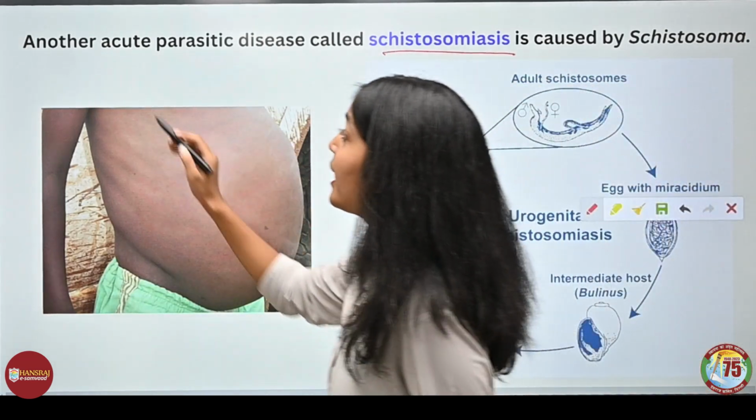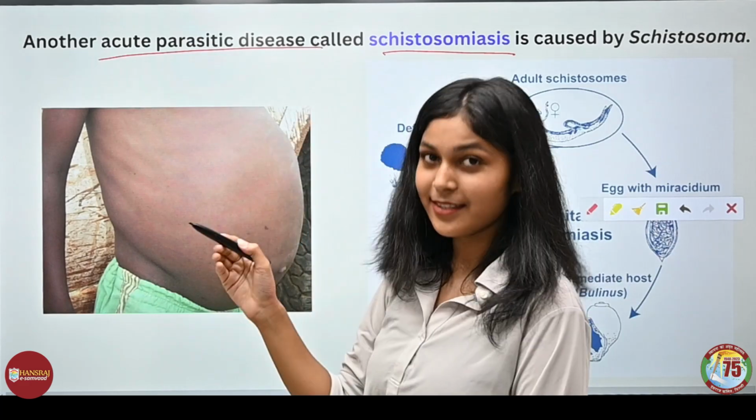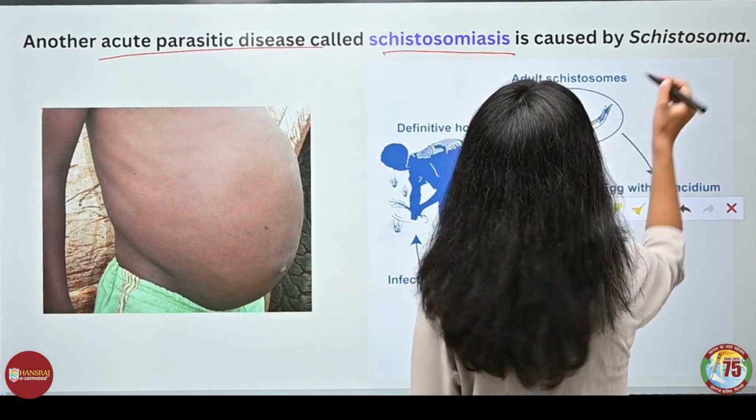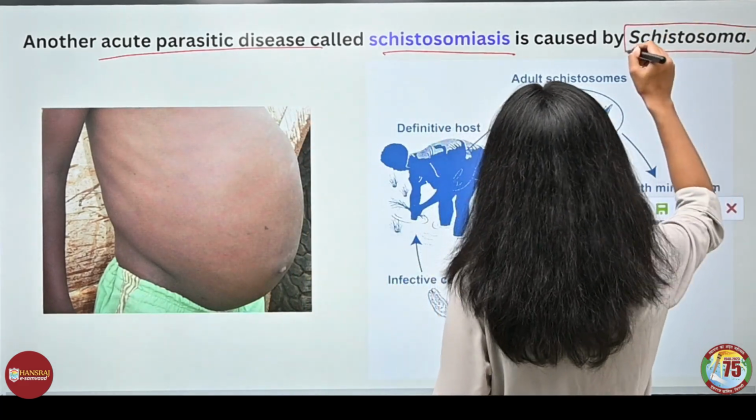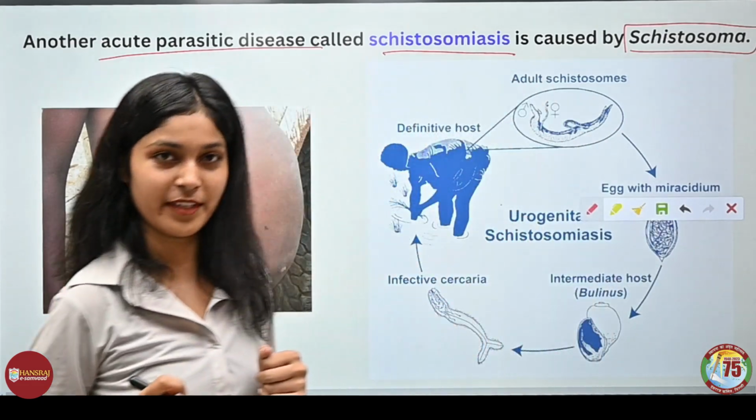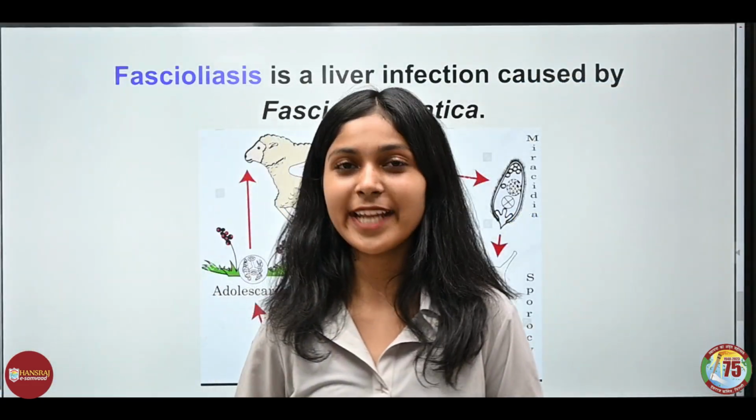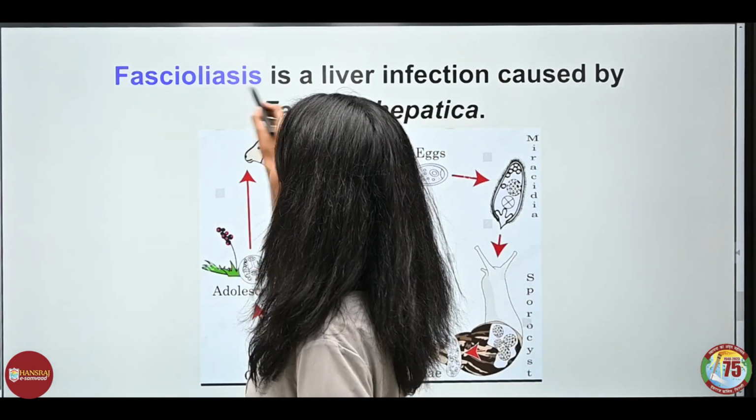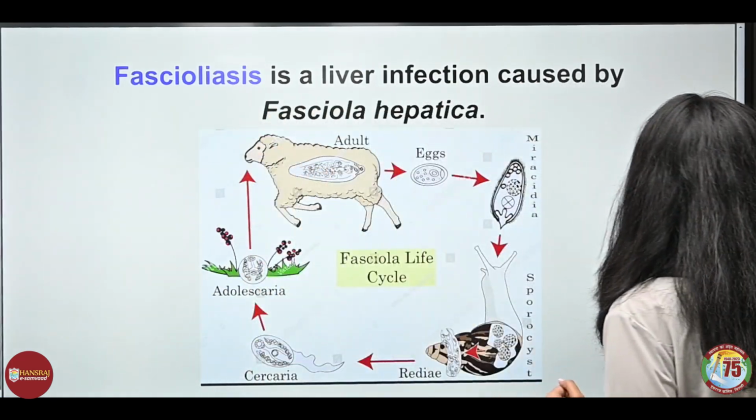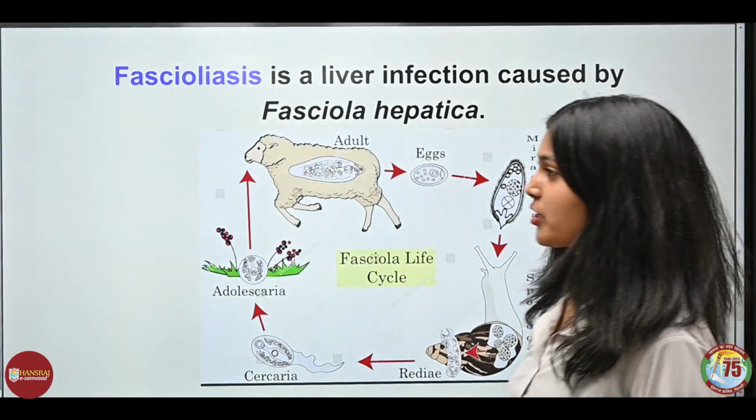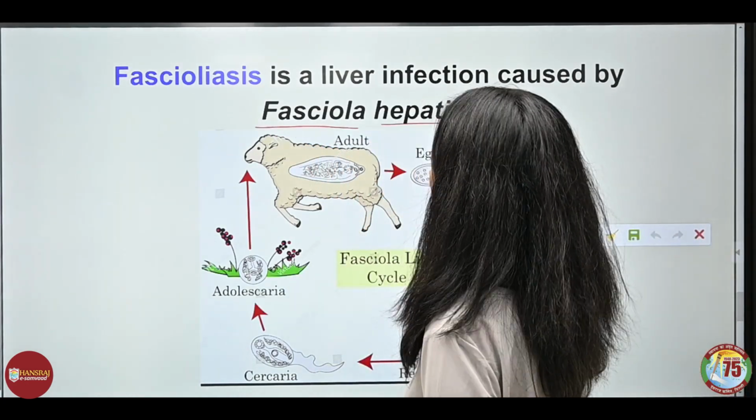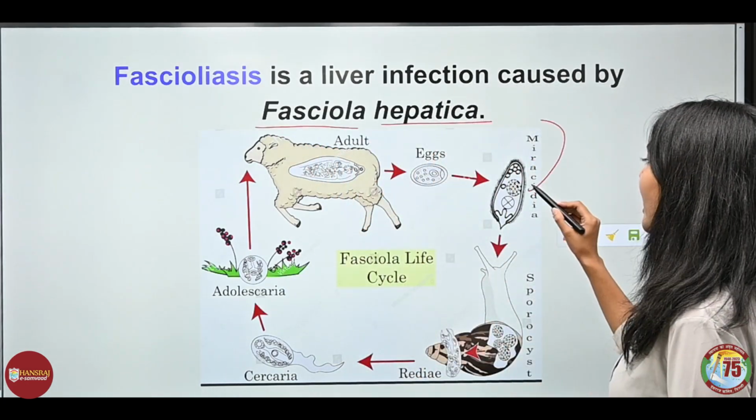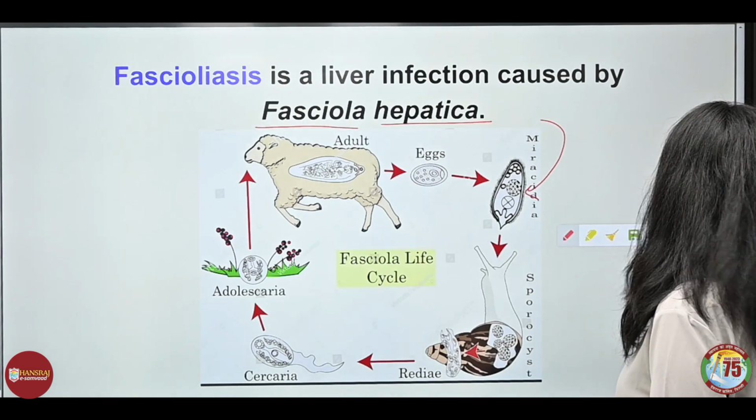The second one is Schistosomiasis. It is an acute parasitic disease that is caused by Schistosoma, and this is the life cycle of this worm. Now the next disease which is caused by platyhelminths is fascioliasis, which is a liver infection caused by Fasciola hepatica, and this is the life cycle of this worm.